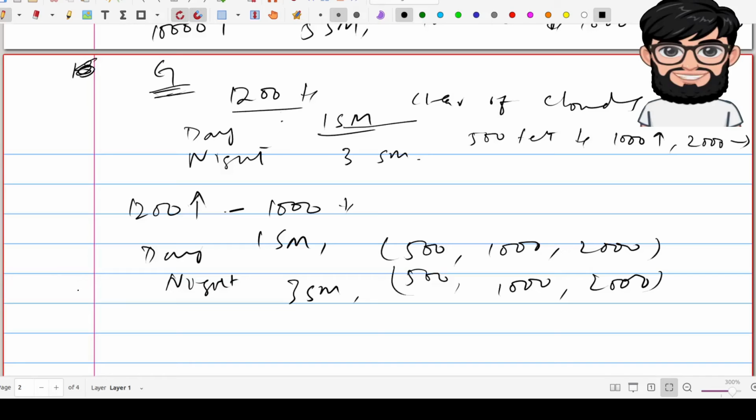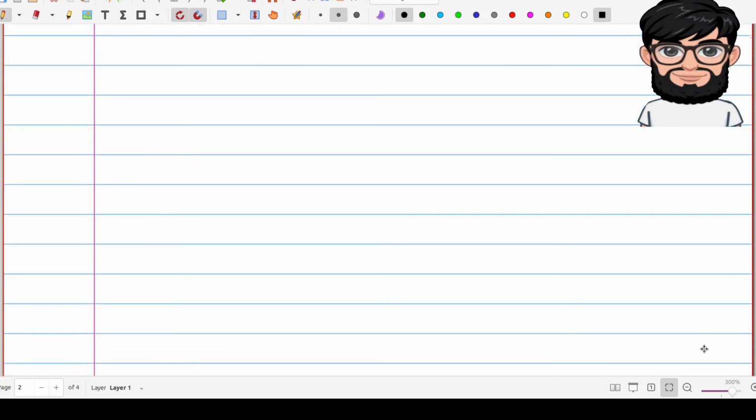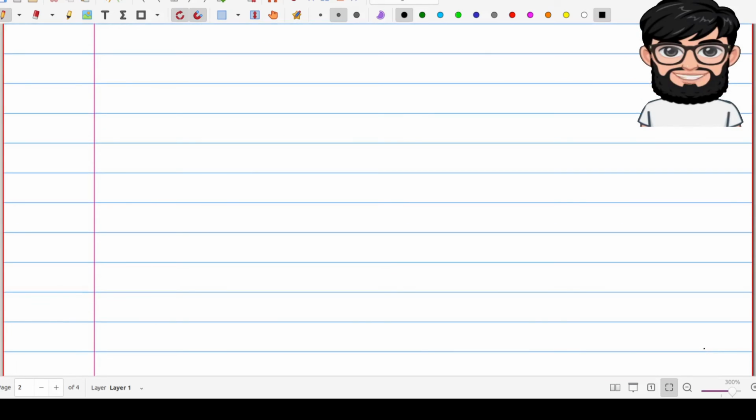And the last one is, what if we are flying in the uncontrolled airspace and it is even more than 10,000 feet above? Then the visibility for both day and night becomes 5 statute miles and 1,000 feet below, 1,000 feet above, and 1 statute mile horizontal. Those are the different visibility requirements.